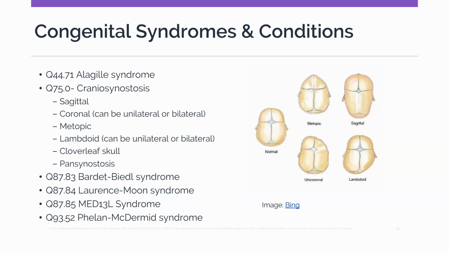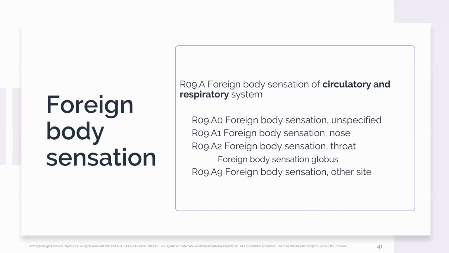Now let's look at some of the changes to signs and symptom codes. Foreign body sensation in the throat has been classified to code R09.89, other specified signs and symptoms involving the circulatory and respiratory system. With the introduction of these new codes, this condition will now be classified to a unique code as shown on the screen, R09.82. And later in the presentation, we will review external cause code changes related to foreign bodies, but next, let's look at non-traumatic coma codes.